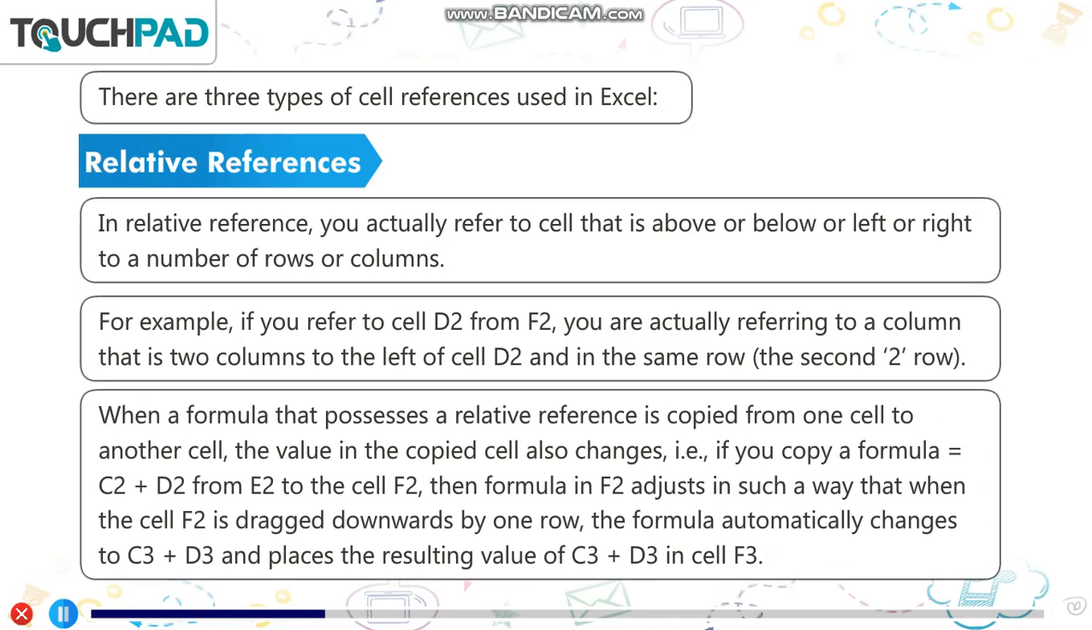When a formula that possesses a relative reference is copied from one cell to another cell, the value in the copied cell also changes. That is, if you copy a formula equal to C2 plus D2 from E2 to the cell F2, then the formula adjusts in such a way that when the cell F2 is dragged downwards by one row, the formula automatically changes to C3 plus D3 and places the resulting value of C3 plus D3 in cell F3.